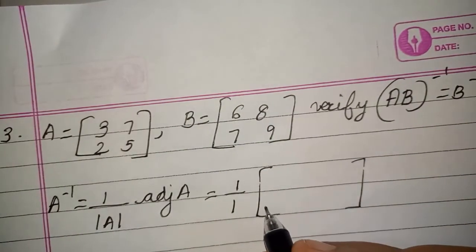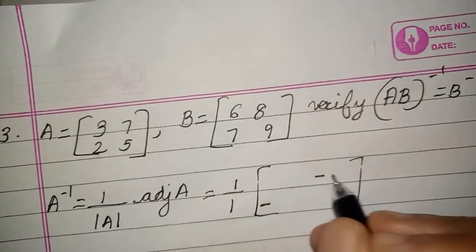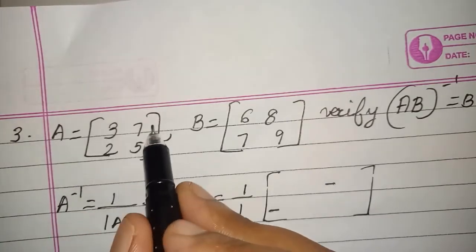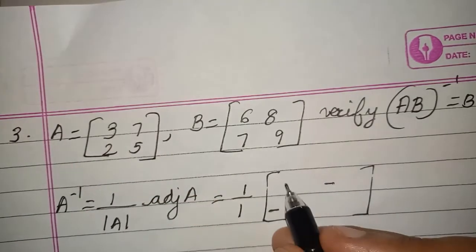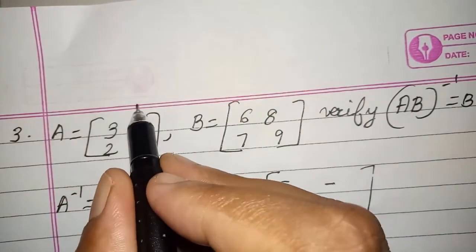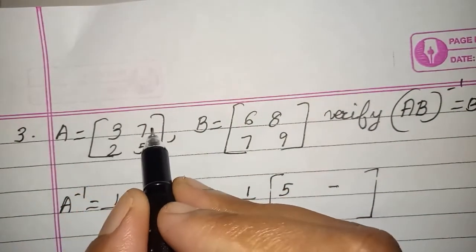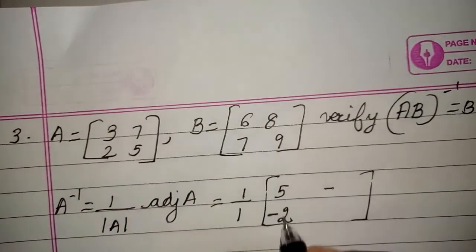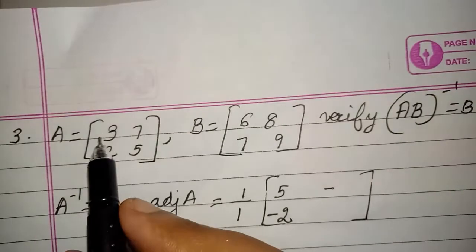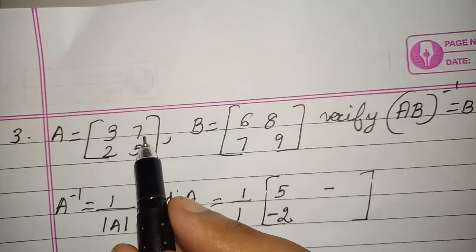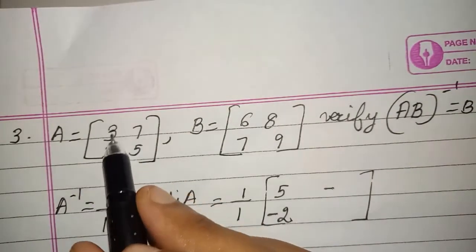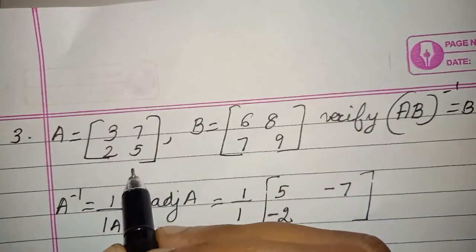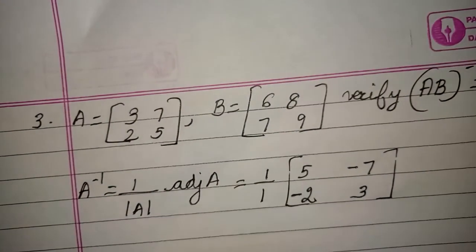This is A11. A12 position is negative. A21 position is negative. A22 is positive. So delete the first row, first column. How much is it? 5. First row, second column: the answer is 2, but I will write here minus 2, because we have to take the transpose of that matrix. The next one is second row, first column. So it is minus 7. Next one is second row, second column. So the answer is 3. So A inverse is [5, -2; -7, 3].